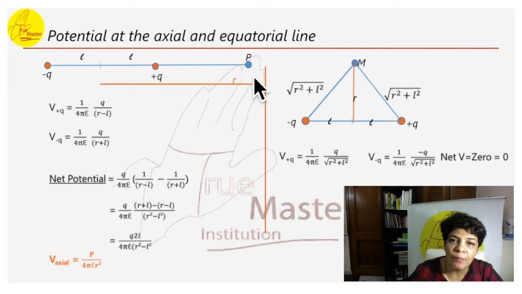The distance from point P all the way to the center is R. Therefore, the distance from plus Q charge to point P will be R minus L. So this is R minus L, and the distance from P to minus Q will be R plus L. In the general formula, 1 by 4 pi epsilon naught, we are just replacing the distance. One will be Q by R plus L and one will be Q by R minus L.